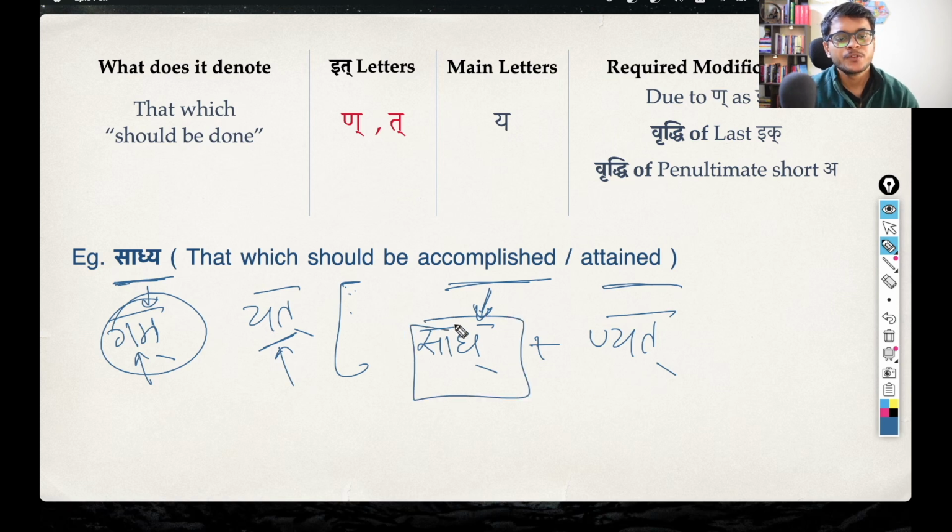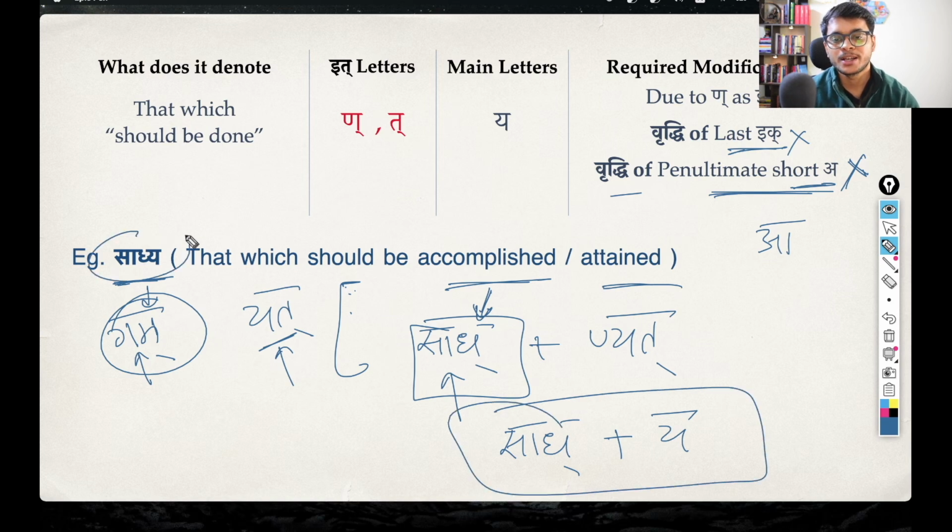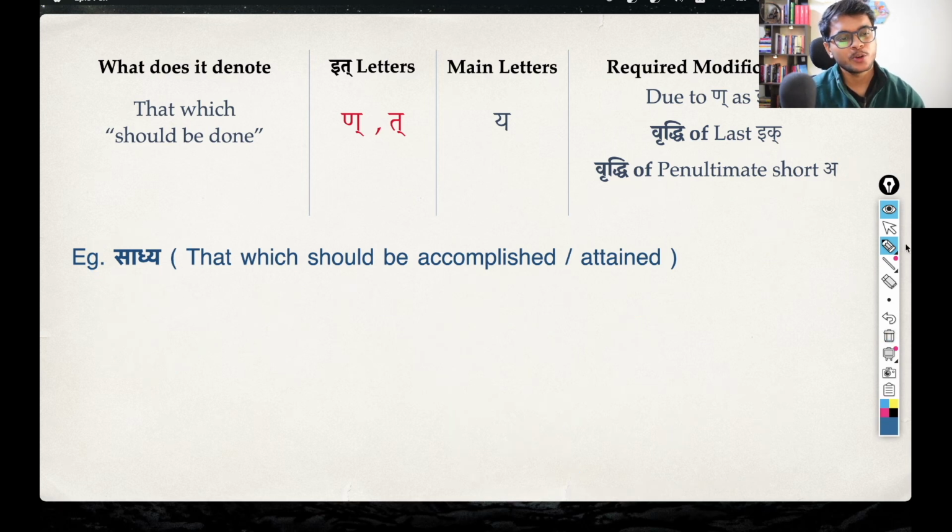Now let us see if any modification is possible. So vriddhi of last ik: since there is no last vowel, this modification is not possible. Then vriddhi of penultimate short a. Since with our dhatu here the penultimate vowel is a dirgha a, not the short a, this modification also is not possible. So basically sadh will remain like this, sadh. And for nyat, we know this is what gets added. So sadhya. This is what we get as a pratipadika, sadhya. That which should be accomplished, that which should be attained. Okay, so I hope all these points are clear.